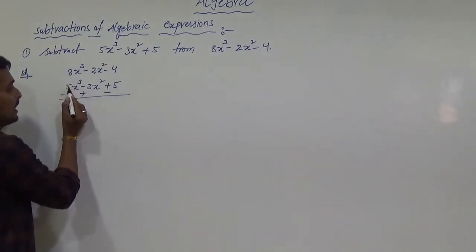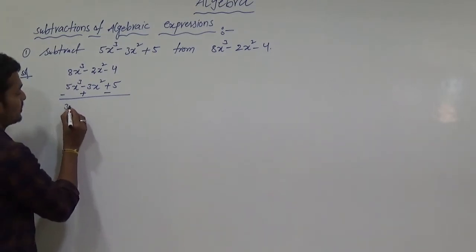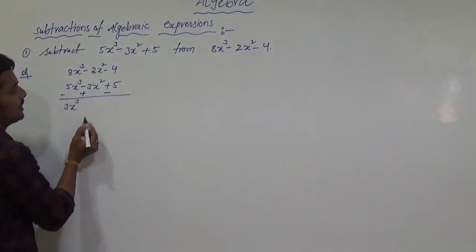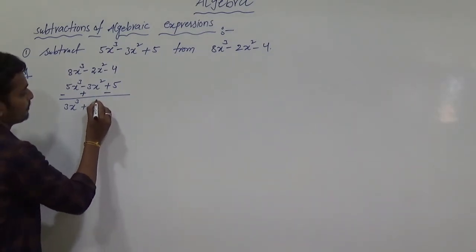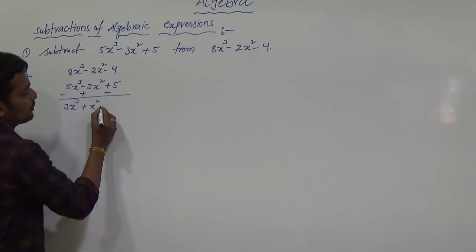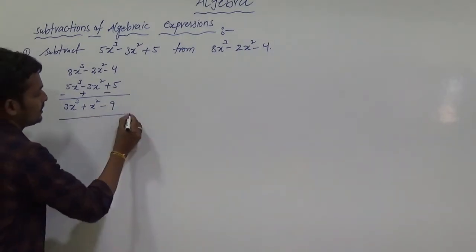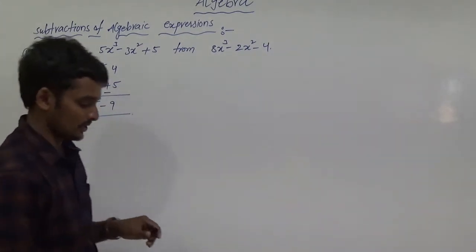Now you are subtracting. 8 minus 5 is 3, this is 3x cube. Here minus 2 plus 3 is 1x square. The same way, minus 4 minus 5 is minus 9. This is the way of subtraction.